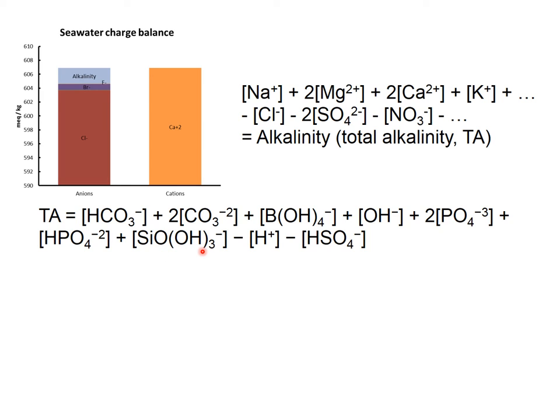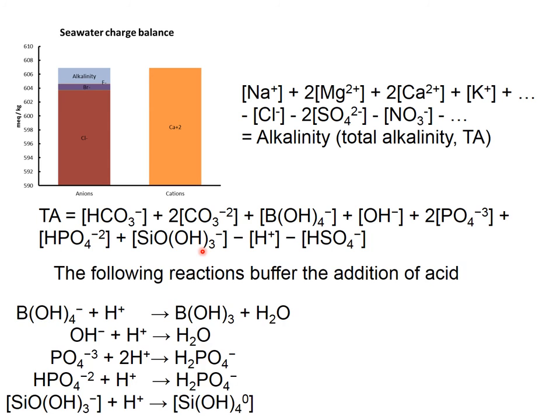So if we add up all the negative ones and take away all the positive ones, that gives us that charge imbalance there, okay? Now the key thing is that quite a lot of these have an exchange reaction between two different or maybe even three different species that are dissolved in the ocean that allow them to change their total amount of charge.